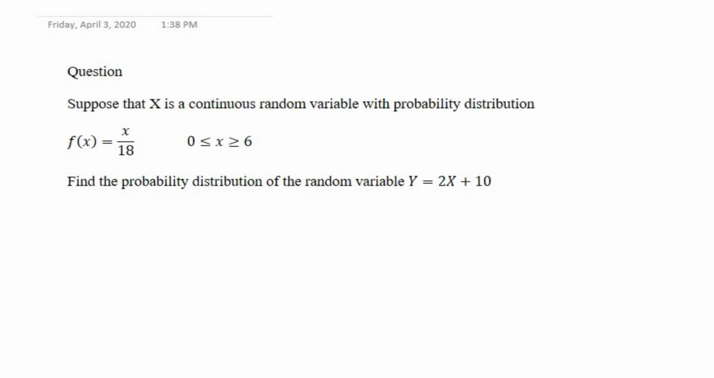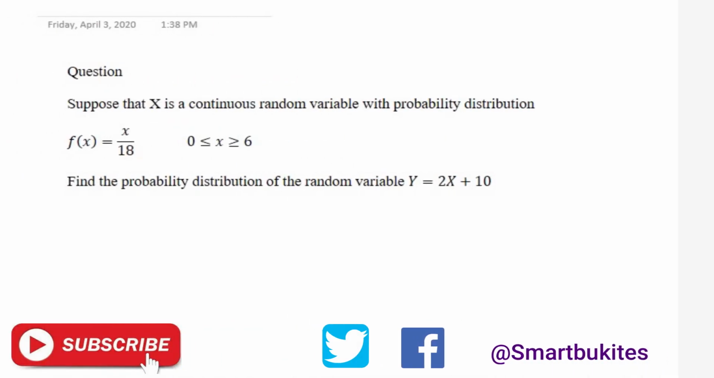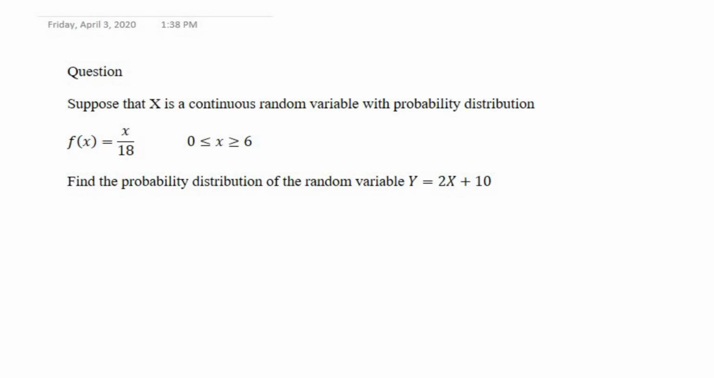Welcome to another tutorial of Smart BU Kite on the course Statistics. So today we'll be solving a question on continuous random variable. Suppose that x is a continuous random variable with a probability distribution function f of x equal to x over 18, with limit from 0 to 6. Find the probability distribution of the random variable y equal to 2x plus 10. Let's dive in and see the way we are going to go about this problem.